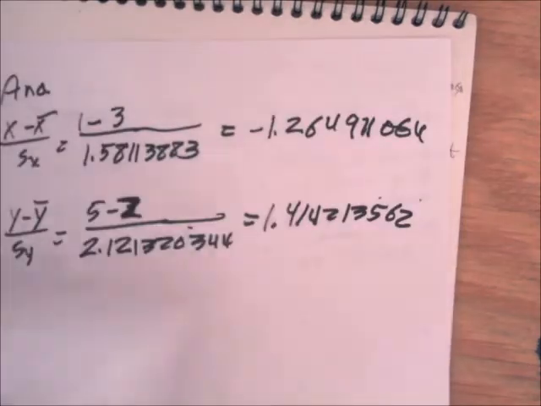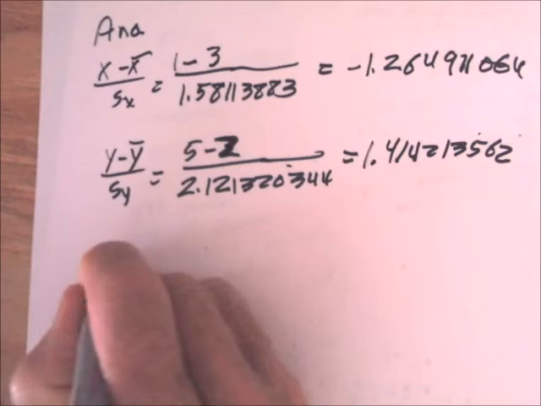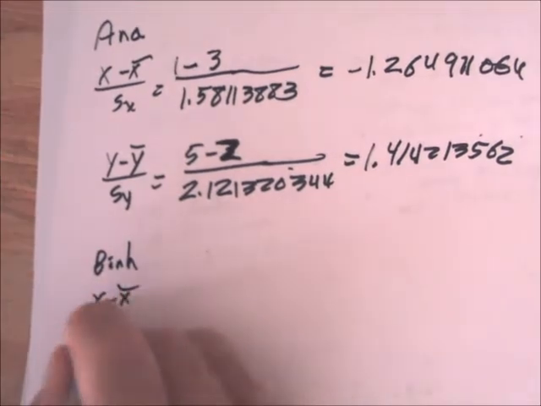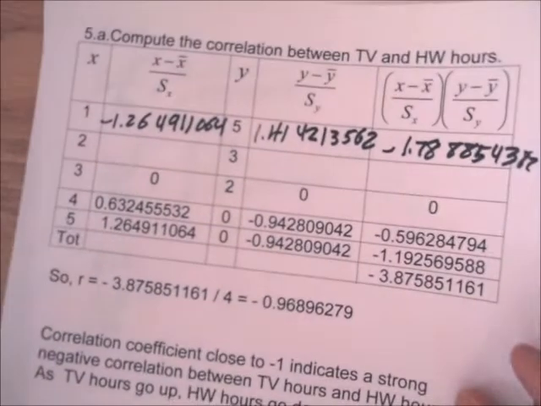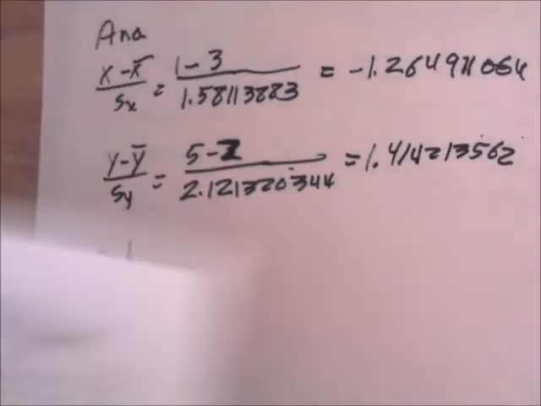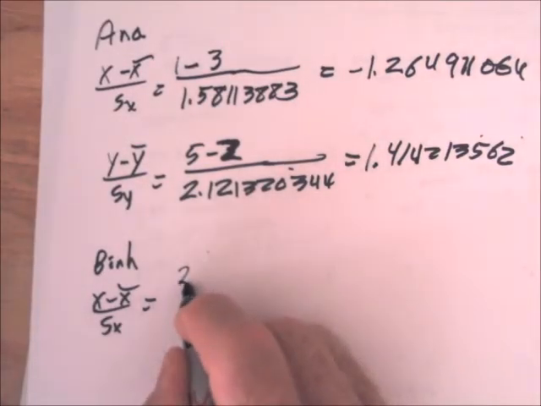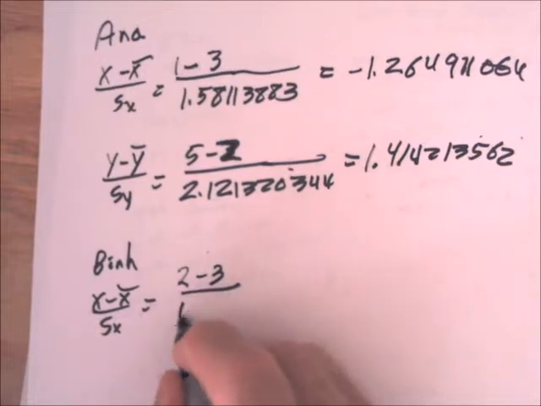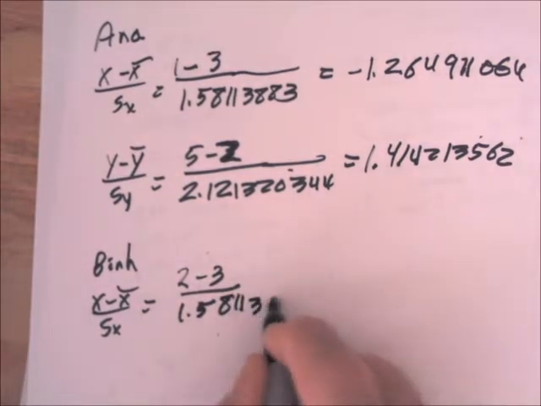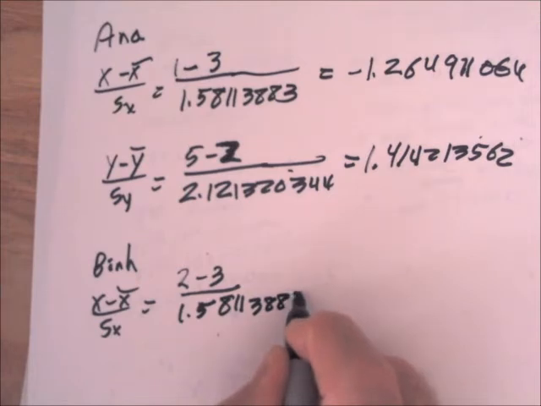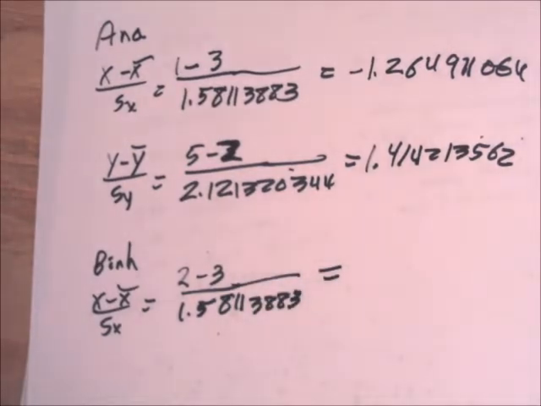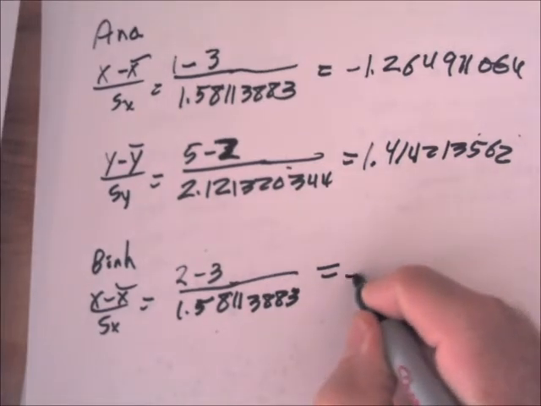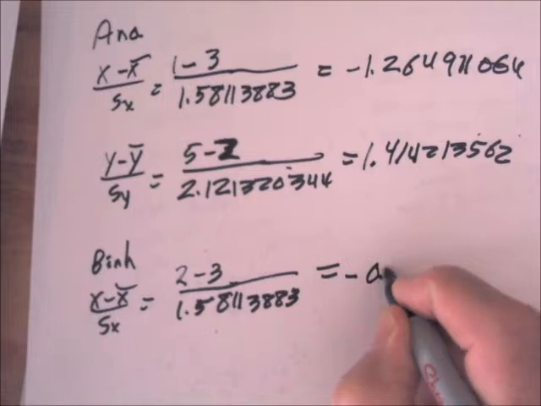Next line is Ben. X minus x bar over sx. So Ben had a 2, I mean, the TV score was 2. 2 minus 3 divided by 1.58 something. And I think that comes out to be negative also, negative 0.632.